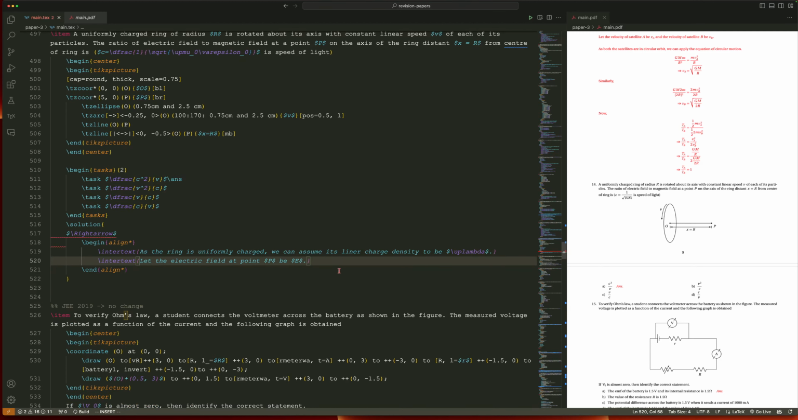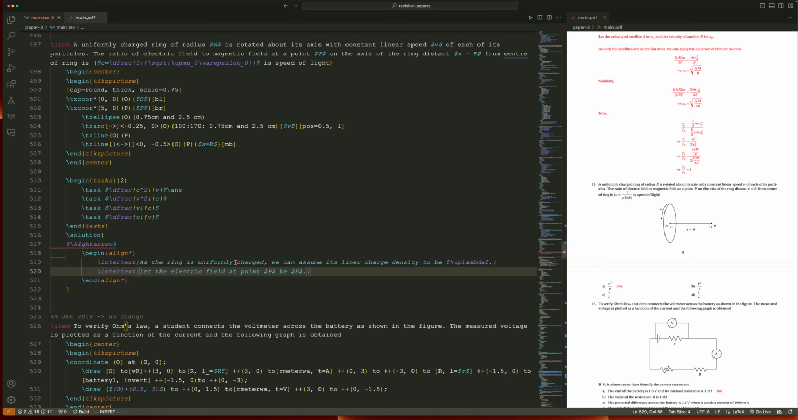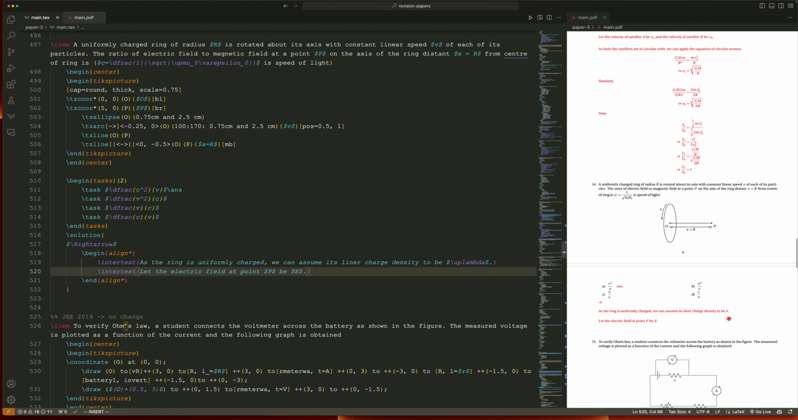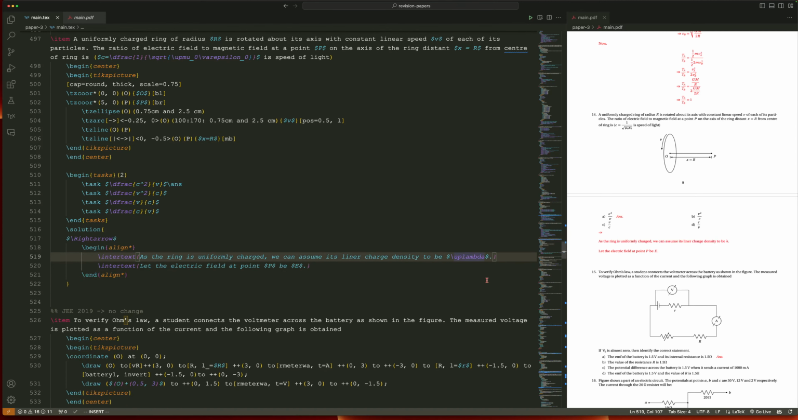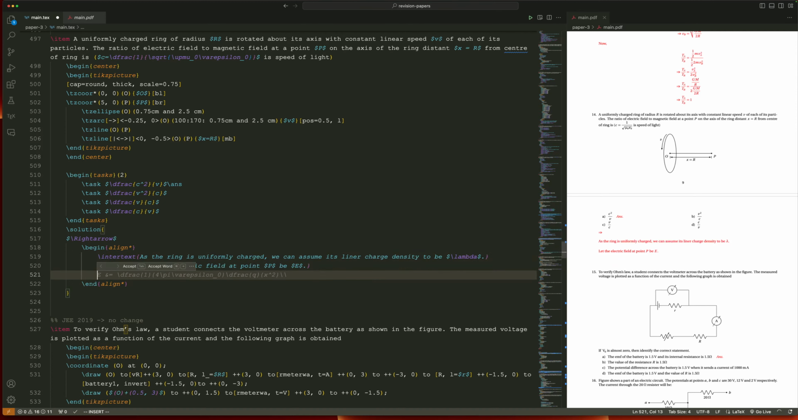Let's run it first and see where something is wrong. No, nothing is wrong. As the ring is uniformly charged, we can assume its linear charge density to be lambda. Yes, absolutely right. I think simply lambda will be okay, because the other symbol is kind of an awkward problem, and simply lambda is beautiful. Let the electric field be E, and E will be like, yes, absolutely fine.